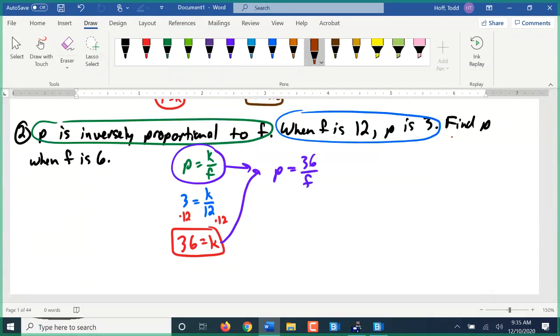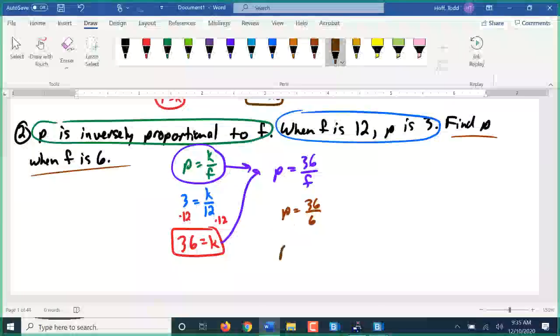And then we're asked, find P when F is 6. So we put 6 in there for F. 36 divided by 6 is actually 6. So when F is 6, P is also 6.